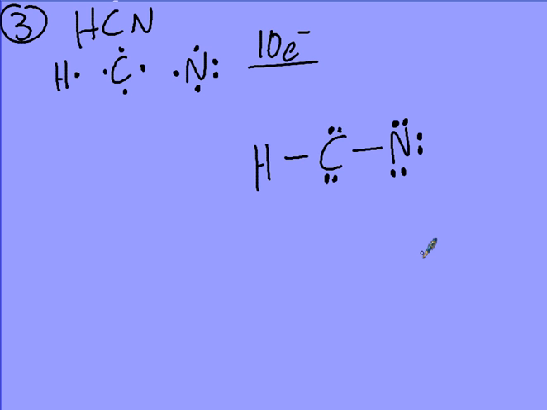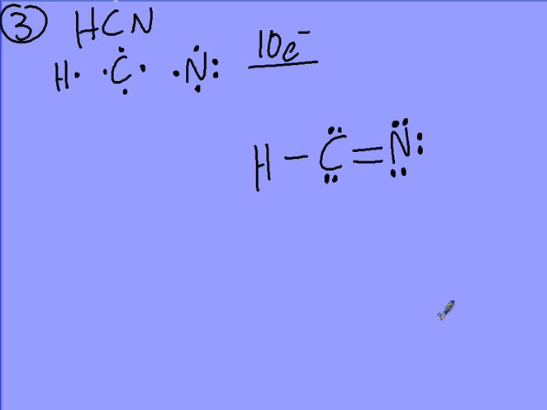So is this a structure? Let's double check. Do we have 10 electrons? 1, 2, 3, 4, 5, 6, 7, 8, 9, 10, 11, 12, 13, 14. No, we have too many. Your only option when you have too many electrons is to add bonds. That's your only option left. You can't just have electrons added to your final structure. So you have to add bonds for this to make sense. So let's add 1 bond.